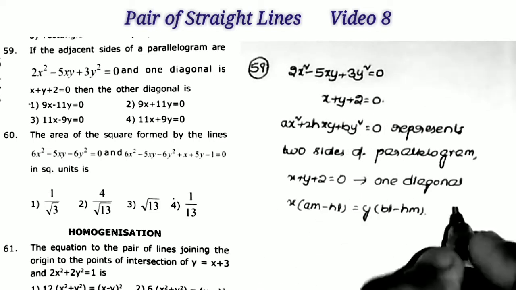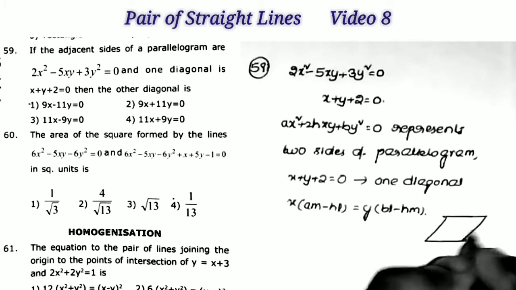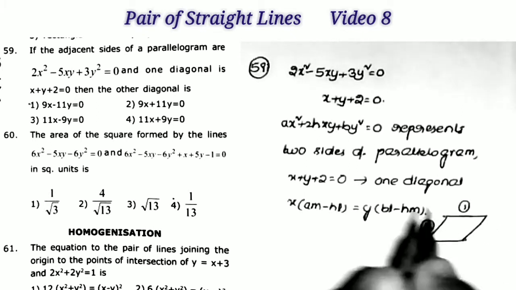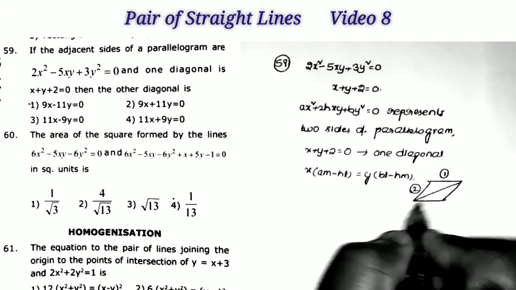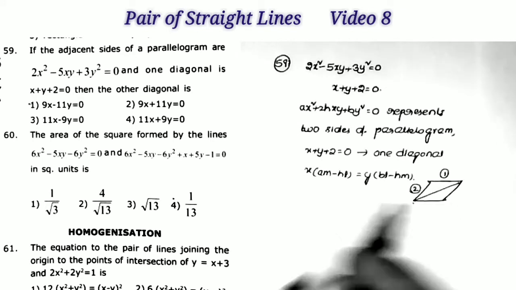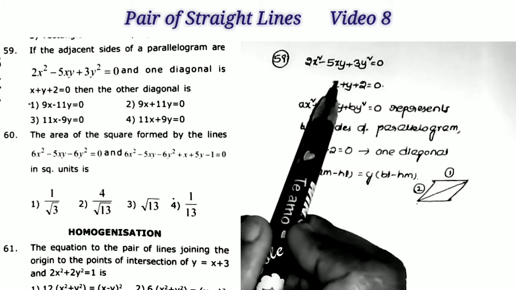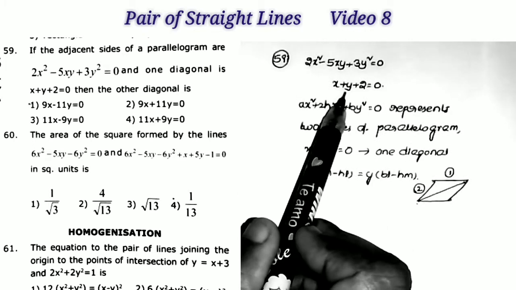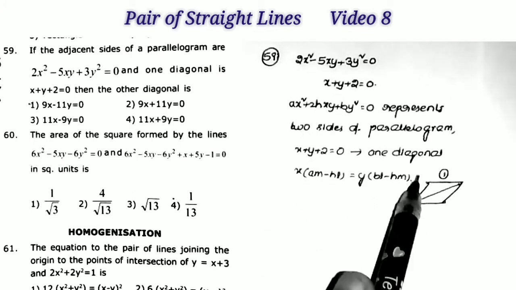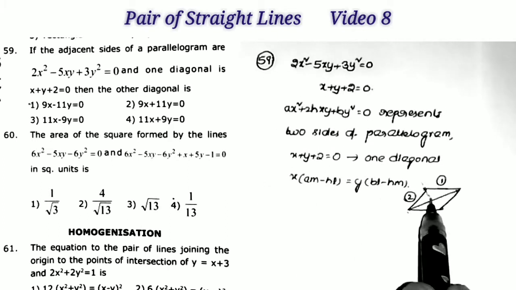Given two adjacent sides of a parallelogram, suppose this is the parallelogram, and one diagonal equation is also given. This is the second diagonal, not passing through the point of intersection of the lines. Why? Because these lines pass through the origin and this line does not pass through the origin. Now what is the other diagonal? We want the diagonal which passes through the point of intersection of the given lines. We want this diagonal equation.